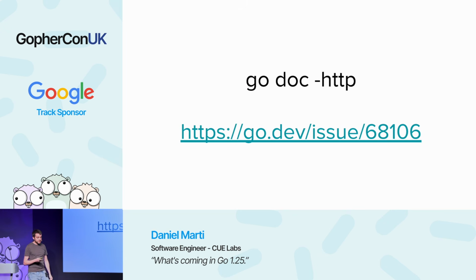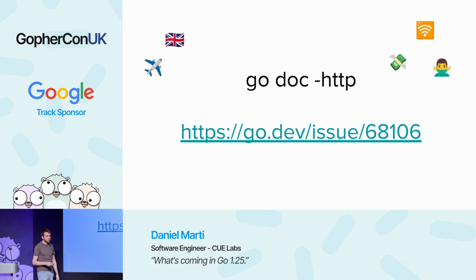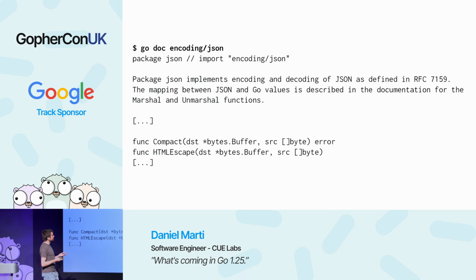Another change is go doc -http. One use case for this is, suppose that you're flying to a conference, for example, in London, and they offer you paid Wi-Fi, and you say, I can't afford $10, or rather, I would not pay $10 for Wi-Fi. What you can do is use the go doc command to read documentation about, for example, a standard library package in this case, but also your own packages.